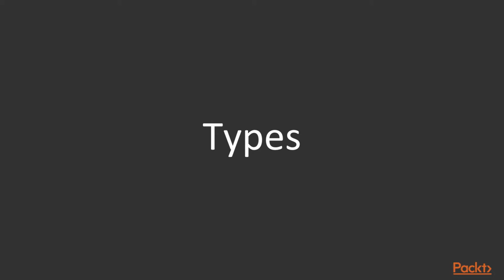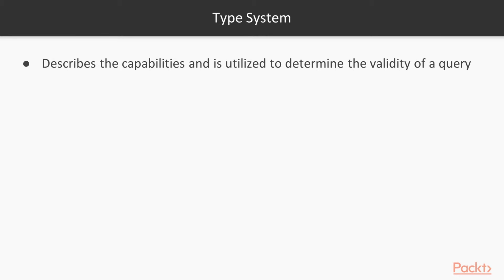Our next GraphQL concept is known as types. There are two types of concepts: system and language. Each one is different and has its own purpose, as we will look deeper into the next slide. The first of the types within GraphQL is the type system. The main purpose of the type system is to validate queries.